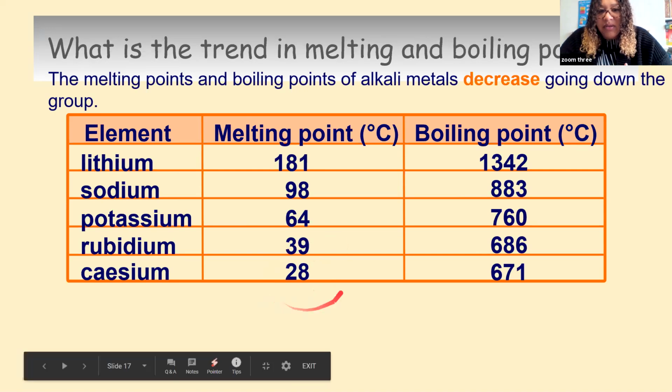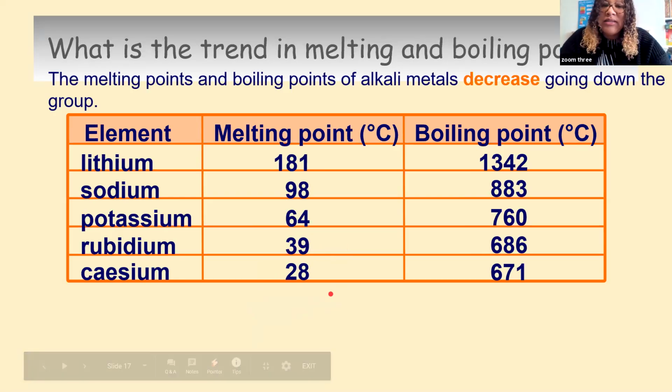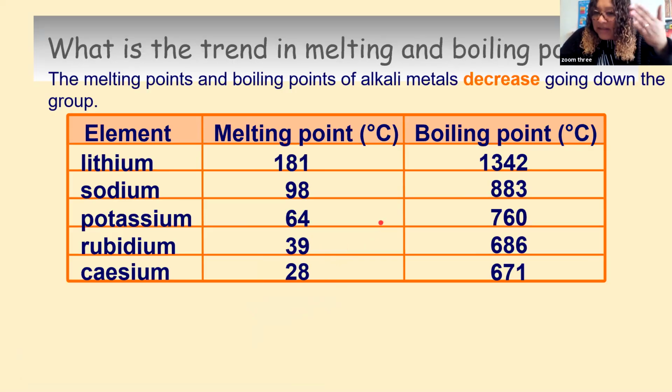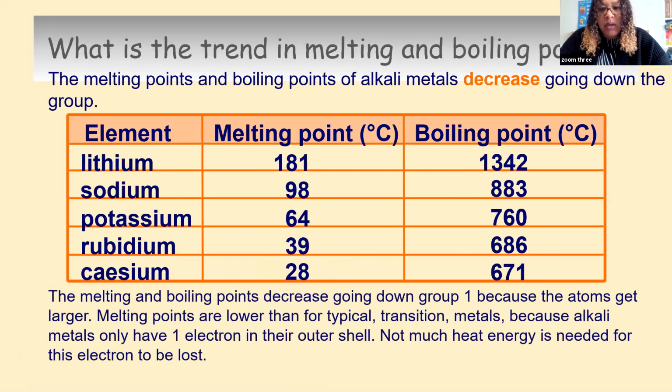So if you look at your cesium, that's got a very low melting point. That would melt in England on a particularly hot summer's day. So just remember these patterns: the melting and boiling points decrease as you go down group 1. And if you are pushing for that grade 4, grade 5 and above, you need to be able to explain why. That's because the actual atoms get larger. They've only got 1 electron in their outer shell, and as that gets further away from the nucleus, less energy is required for these changes.